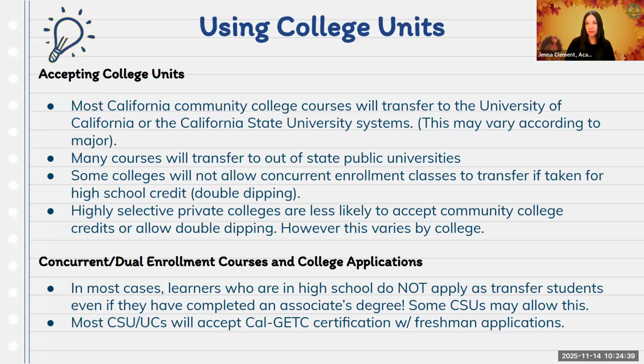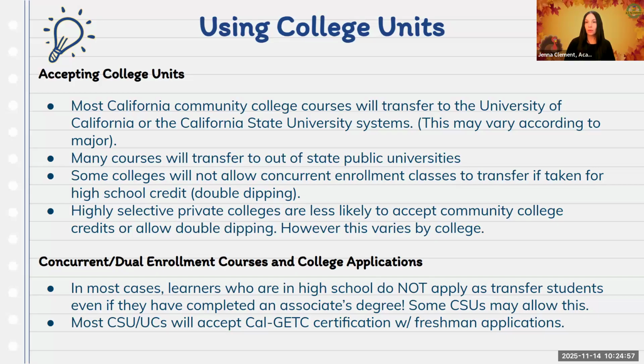USC is a good example of that. A lot of the Ivy League schools, if it is on your high school transcript, they're not going to count it towards their bachelor's degree. So just some considerations to think about. And then concurrent versus dual enrollment courses and college applications, some things to think about when you're applying.